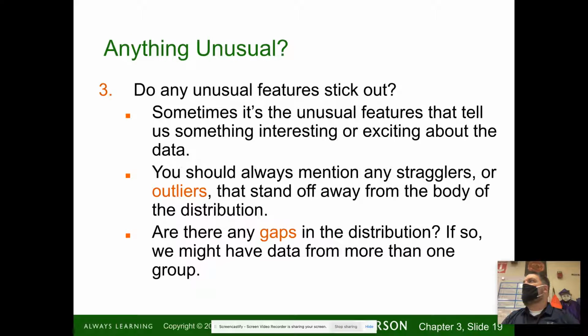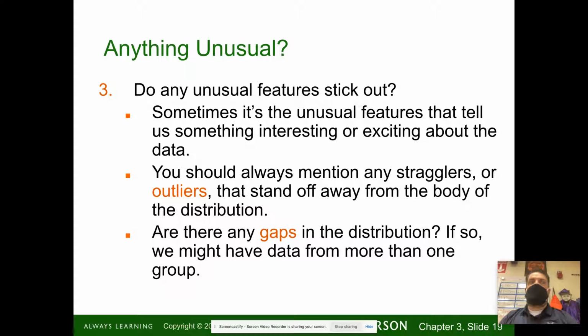What's the probability of somebody being 7 feet tall out of all of the human population? Not very likely. So as you get closer to one side, it's going to go one way, and if you get closer to the other side, the other way. You should always mention there are stragglers or outliers, and those are things that are really far apart.